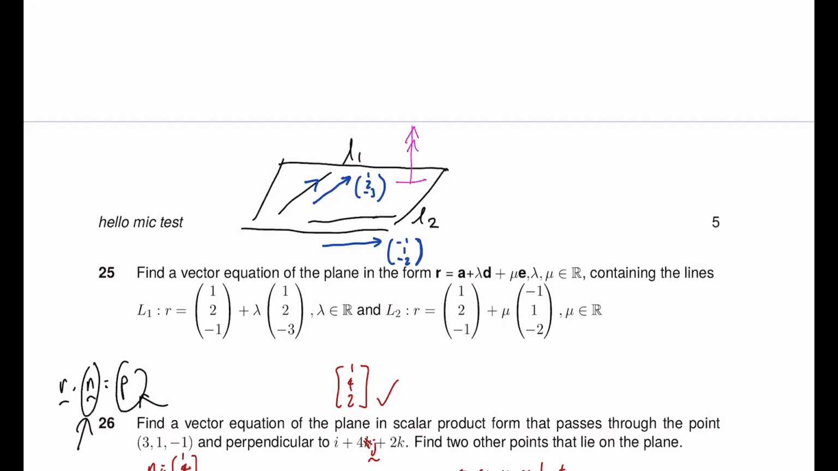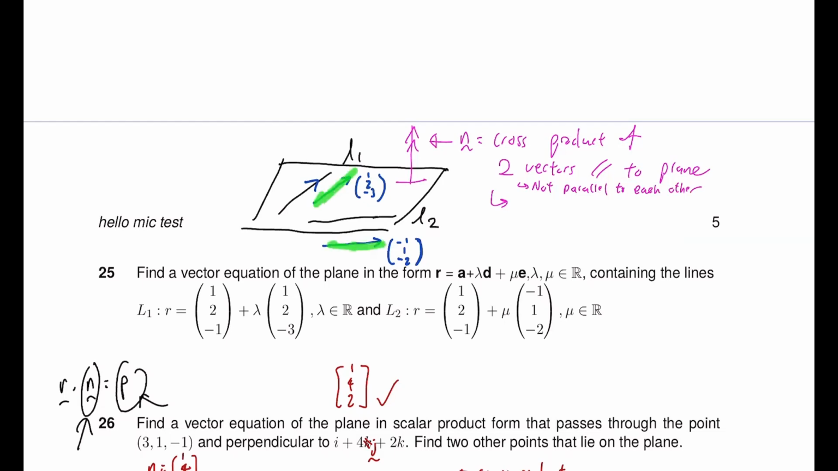To find the normal, you just take the cross product of two vectors parallel to the plane. In this case, the two vectors are also not parallel to each other. They are parallel to the plane, but they're not parallel to each other. I think that's clear, right? The blue vector here and the blue vector there, they are not parallel.